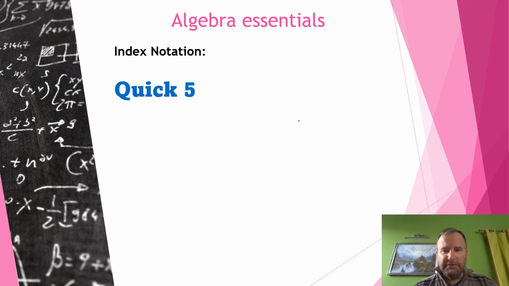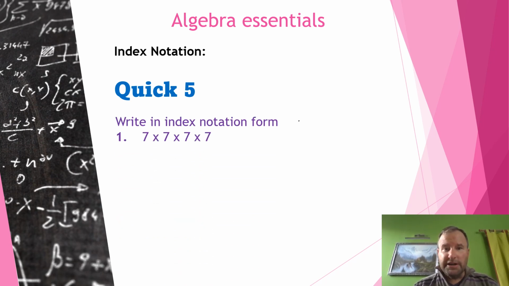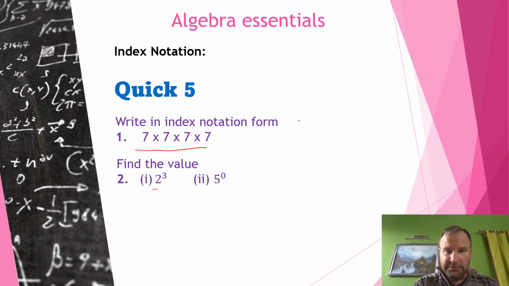Now we're going to start a quick 5. Pause at the end of these questions, have a go as we go along, and then the answers will come shortly. So the first question is, write in index form 7 by 7 by 7 by 7. So write it in index form, please. Question 2, find the value of 2 to the power of 3 and 5 to the power of 0.